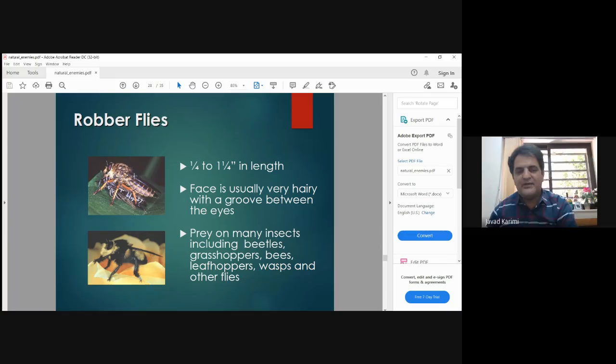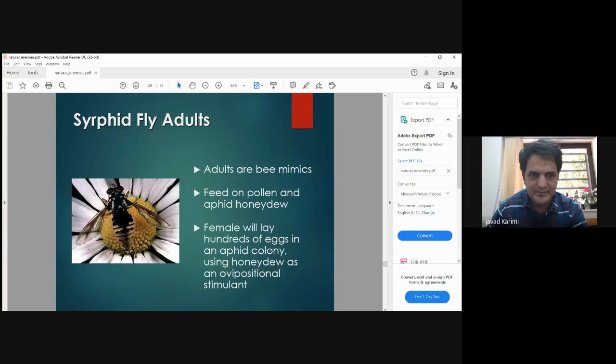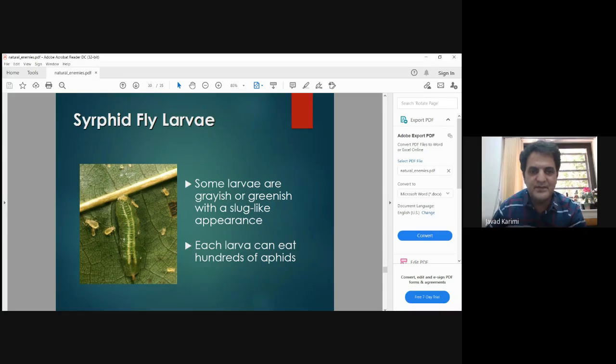This is another group of predator. This is a fly. This is a little fly which preys on many insects, including beetle, grasshopper, bee, leafhopper, wasp, and other flies. This is a syrphid fly. It's a very nice fly which resembles a honeybee and feeds on different types of insect. This is the syrphid larva. You can see that it feeds on aphid.